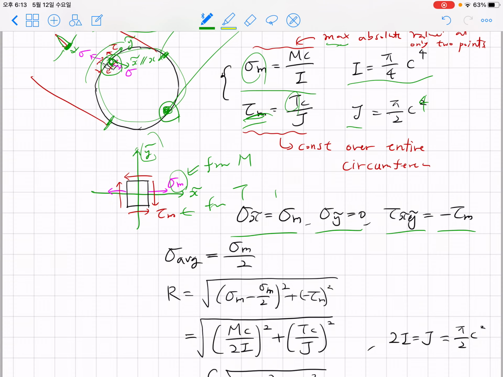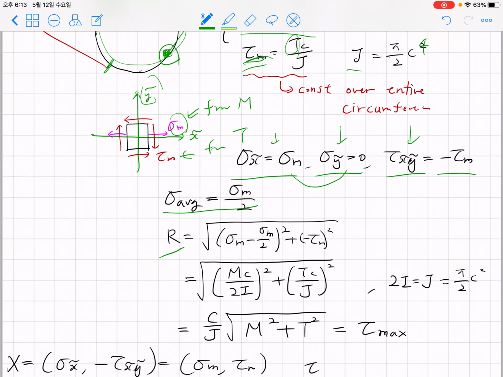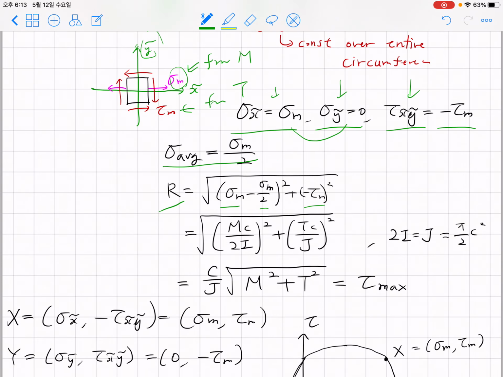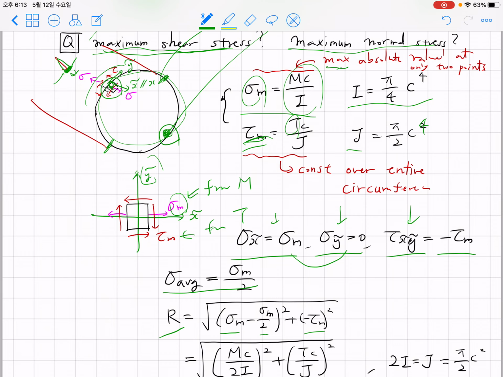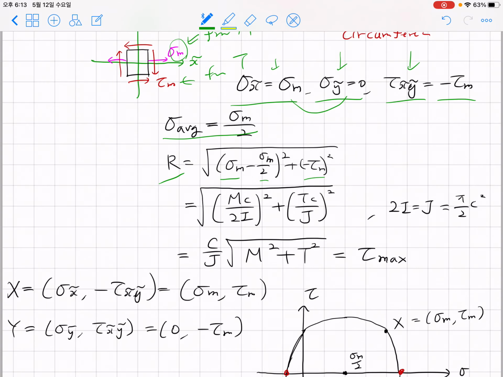Now, given this x, y component of normal stress and shear stress, we can obtain the average stress, which is sigma m over 2. We can obtain R, which is the square root of sigma x minus average stress squared plus tau squared. If you plug in the expressions Mc over I and Tc over J, this is what you're going to get. The radius of the Mohr circle is given as c over J times the square root of M squared plus T squared. And of course, the radius of the Mohr circle will determine the maximum shearing stress.